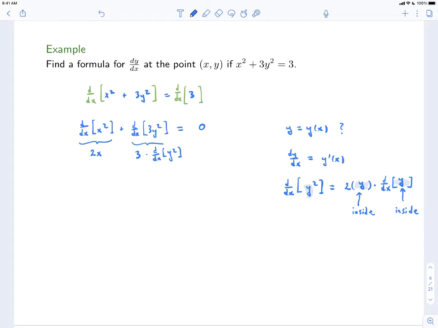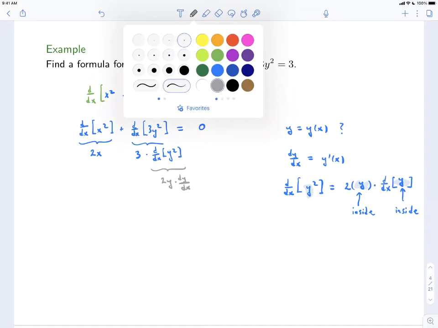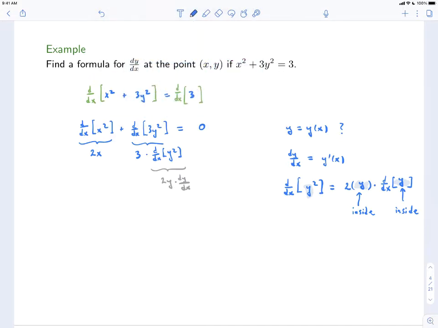The derivative of y squared with respect to x, that's what we determined over here. So this quantity is 2y times the derivative of y with respect to x. So let's put all of this together now. So we have that 2x plus 3 times 2 is 6, y times dy dx is equal to 0.